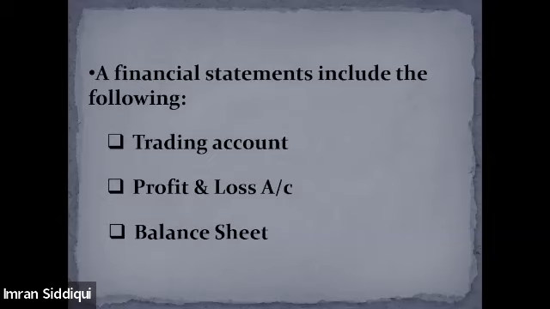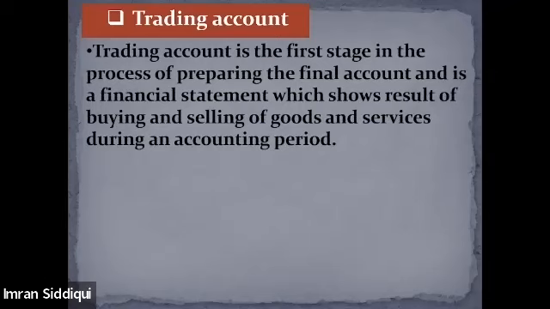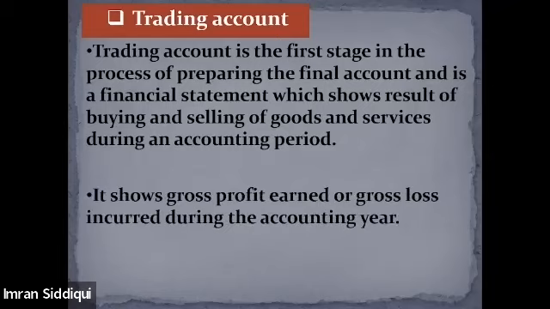In the last session, we talked about the trading account, wherein I told you that trading account is the first stage, so it is the first step in the formation of the final account. Trading account deals with the direct expense and incomes related to the production of goods and services. So all the expenses incurred at factory level are recorded in the trading account. And we also understood that trading account is prepared with a view to determine the gross profit of an organization, of an entity.